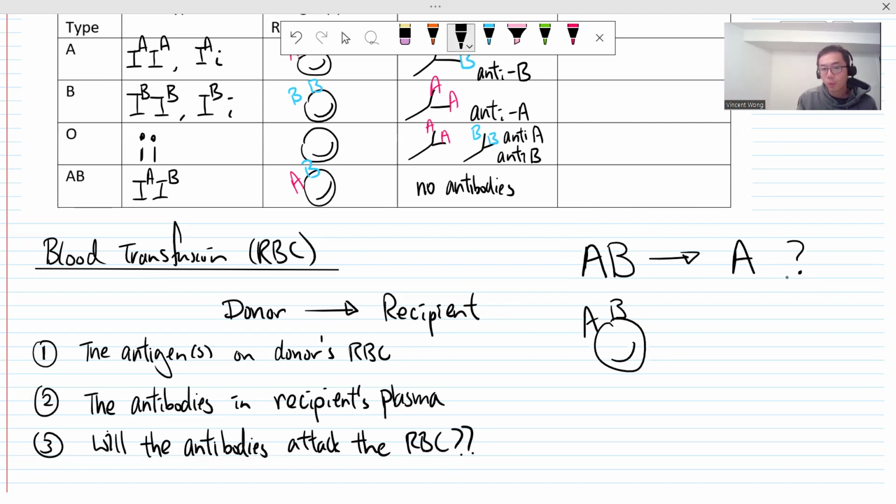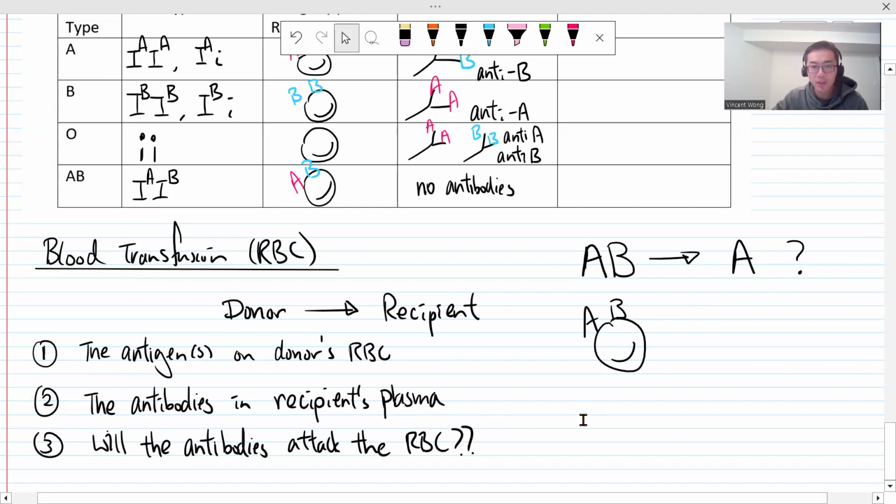Okay. We don't have to worry about the donor's antibodies because those are not being transfused, right? Remember, the antibodies are in the plasma. After you get the blood from the donor, you got to separate it into red cells and the plasma. We're not talking about the plasma. Right? The antibodies are in the plasma. We don't have to worry about it. We are only giving the red cells.